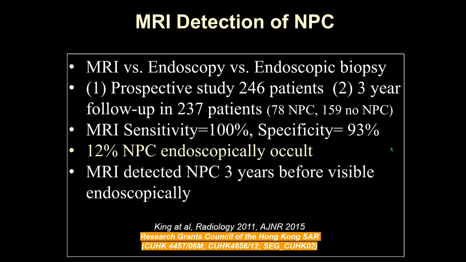When we use that as our criteria for NPC, it had a very low specificity. But when we see small masses like the one I showed, they were always cancer. And in this study, for the follow-up, 12% of these tumours could not be seen endoscopically. They could only be seen on MR. And MRI could detect tumours up to 3 years before they were visible on the endoscope.